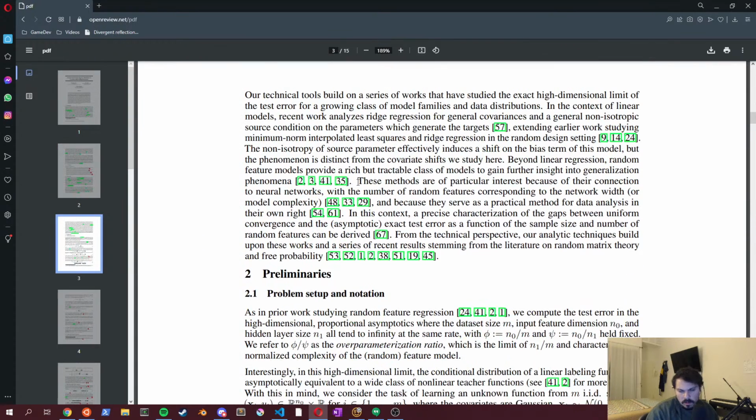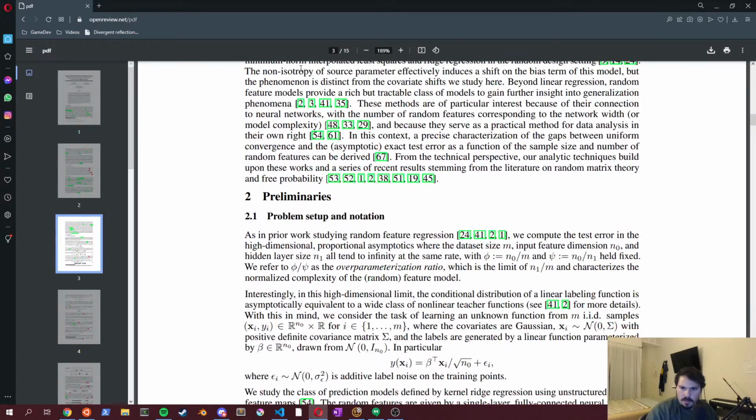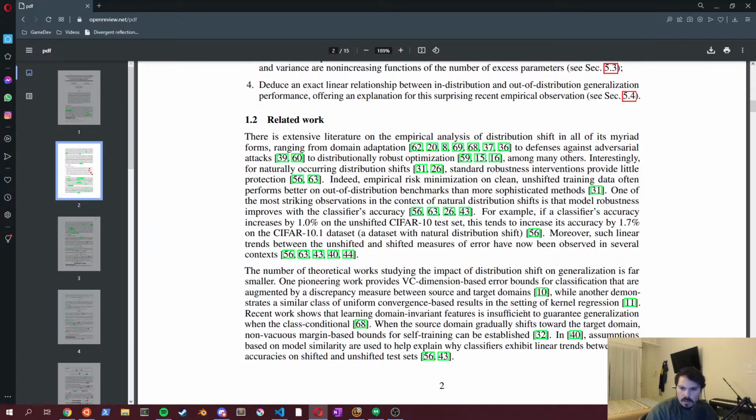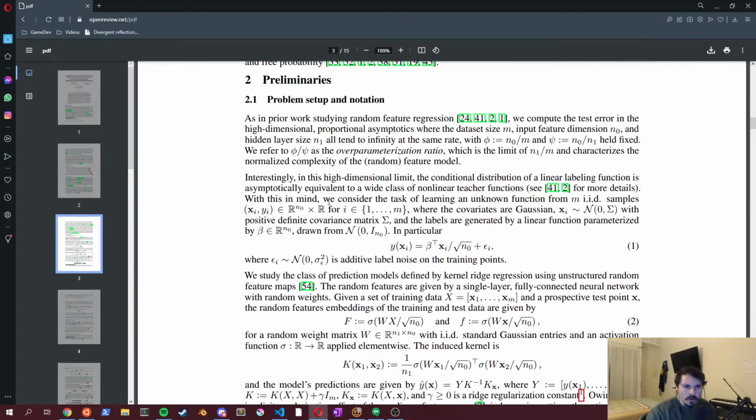Okay. Just going to move on. Don't want to spend too much time here. There's obviously tons of references, and you can go down these rabbit holes.